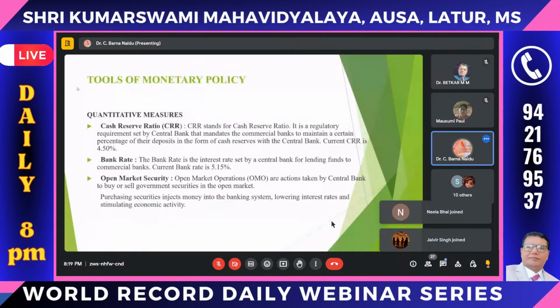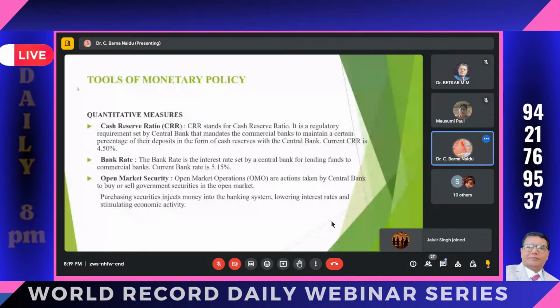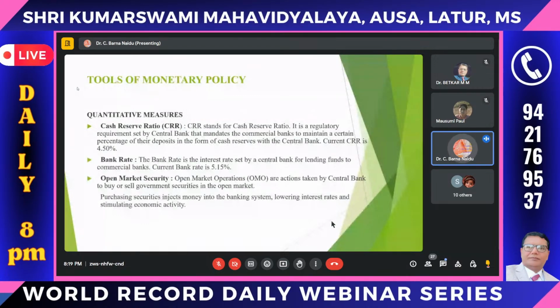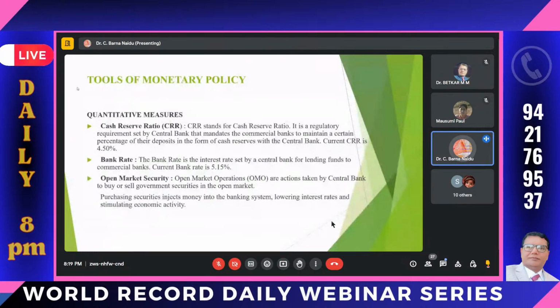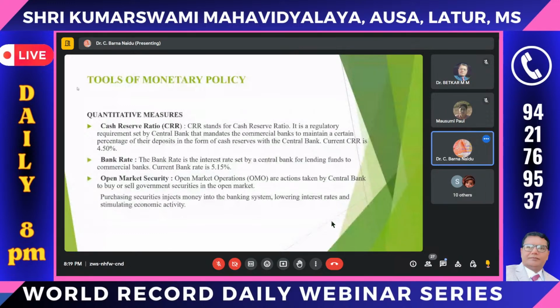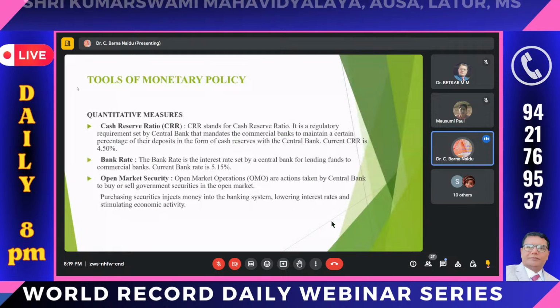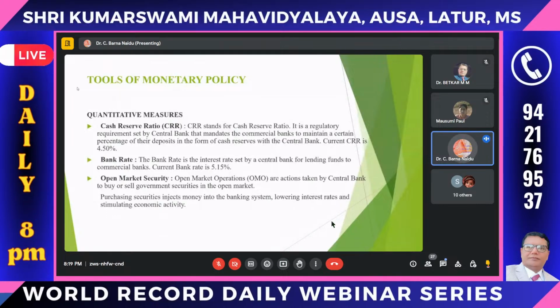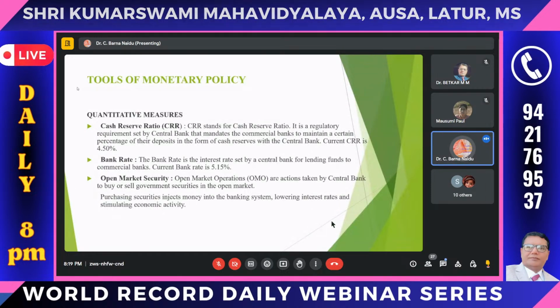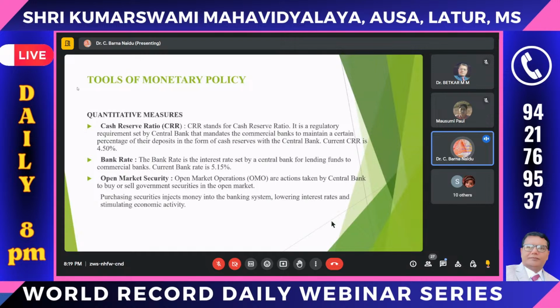Next is the bank rate. The bank rate, also known as the discount rate in some countries, refers to the interest rate at which the central bank lends money to the commercial banks or financial institutions within the country's banking system. In other words, the bank rate is the interest rate set by the central bank for lending funds to the commercial banks. It serves as a benchmark for short-term funds between the central bank and the commercial banks. So an adjustment in this rate impacts the borrowing cost of banks, affecting interest rates throughout the economy.